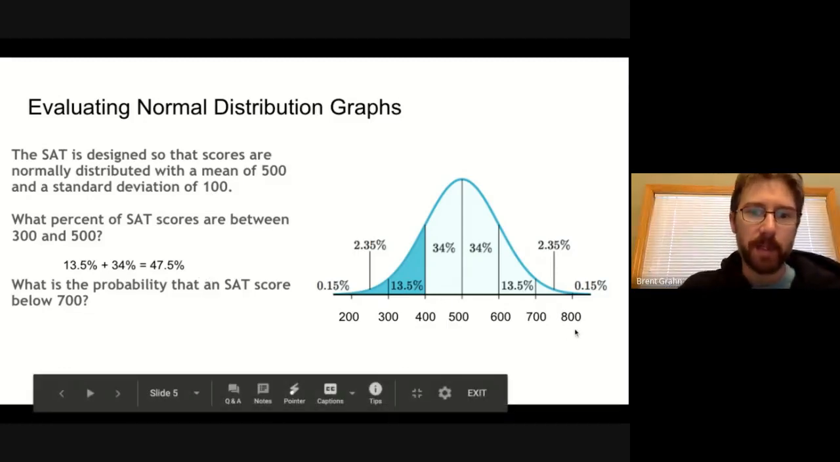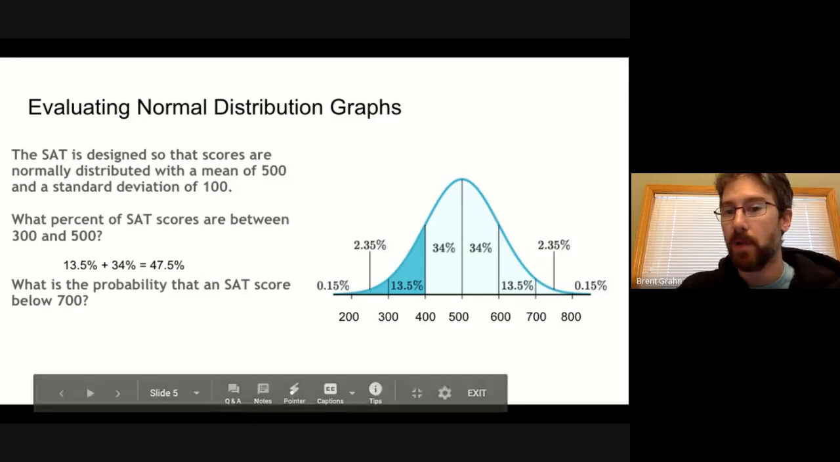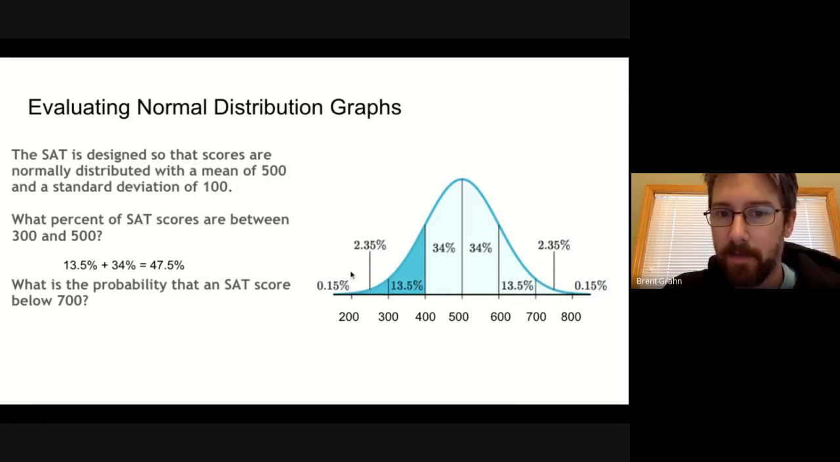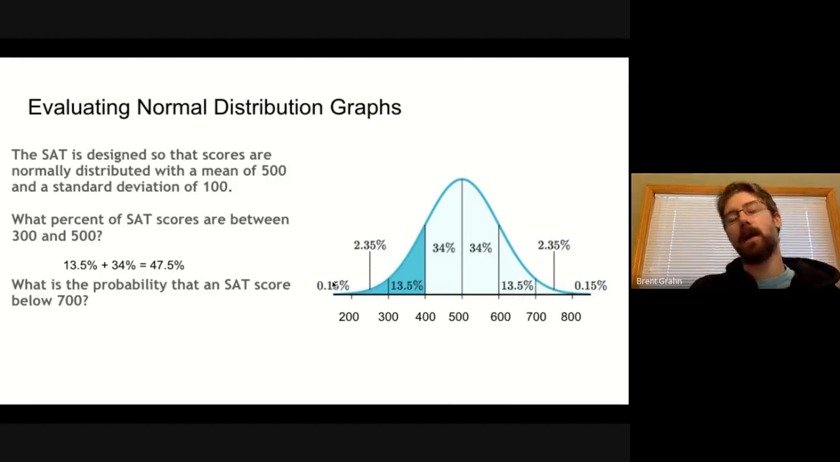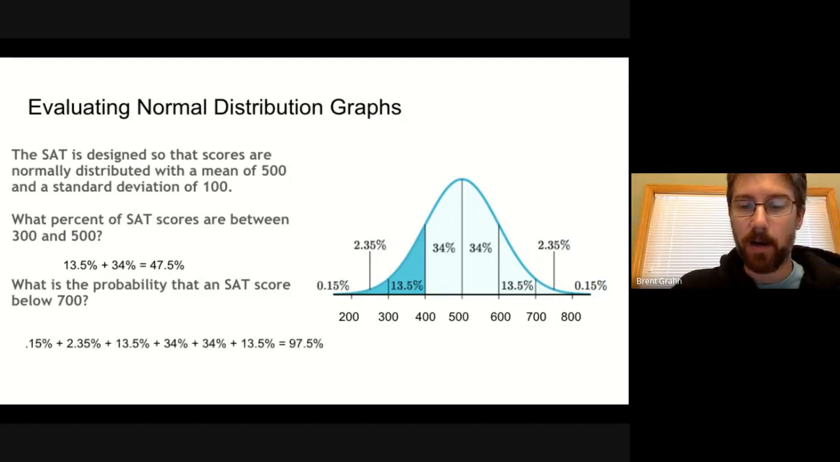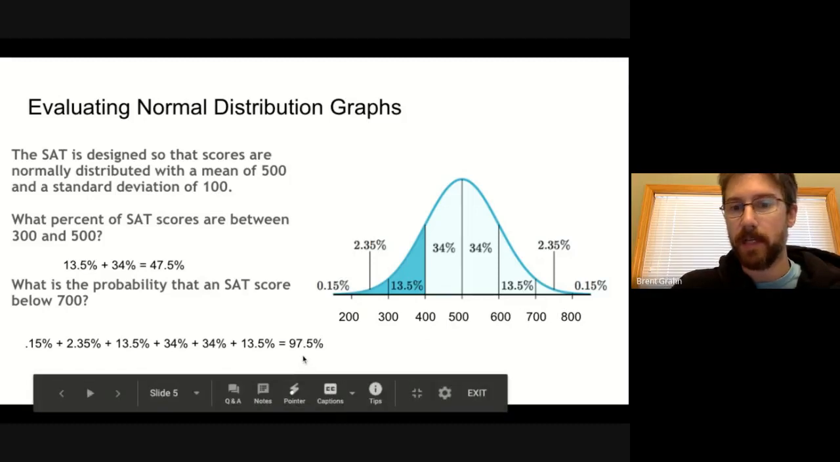What is the probability that the SAT score would be below 700? So 700 is right here. So if I add up all of these percentages that are to the left, that's going to give me approximately what I would expect the percentage to be of students who would receive a score of 700 or less. So if you add all of those up, it would be 97.5.